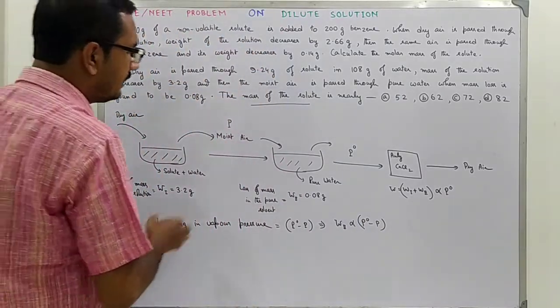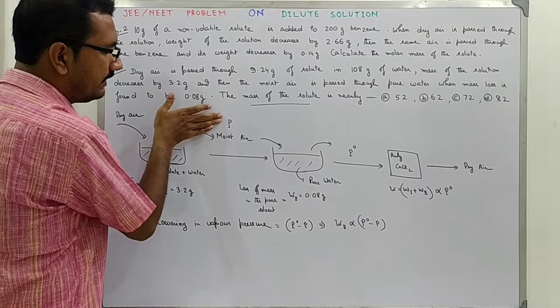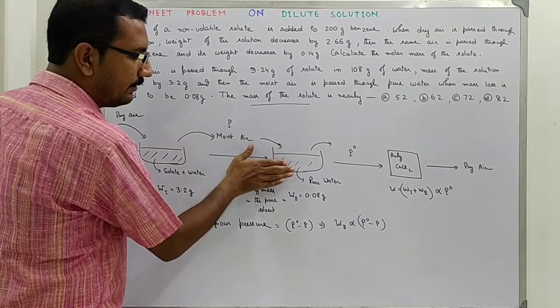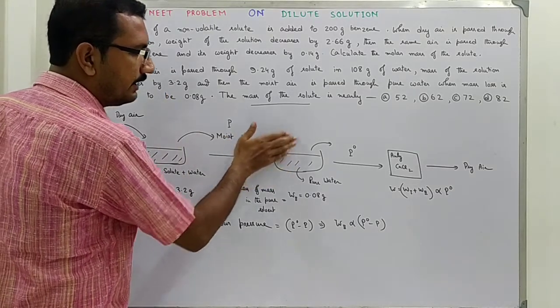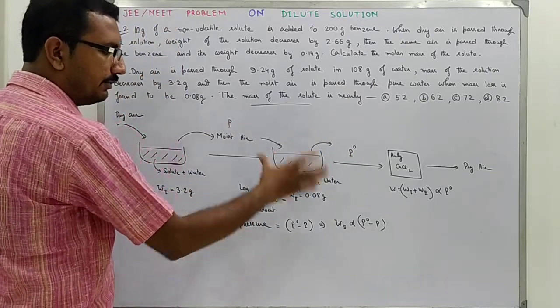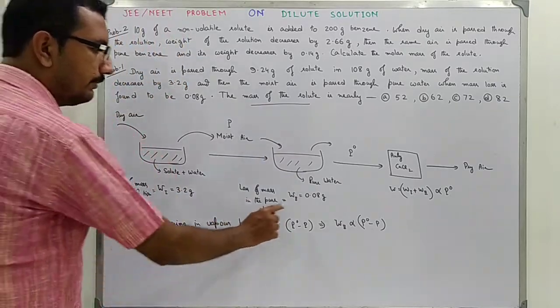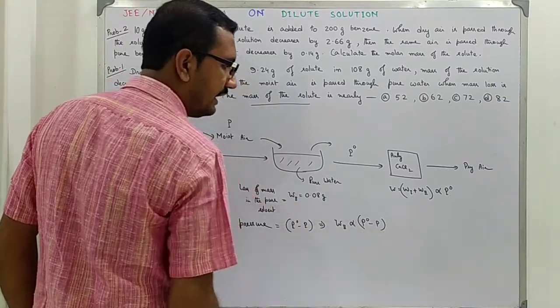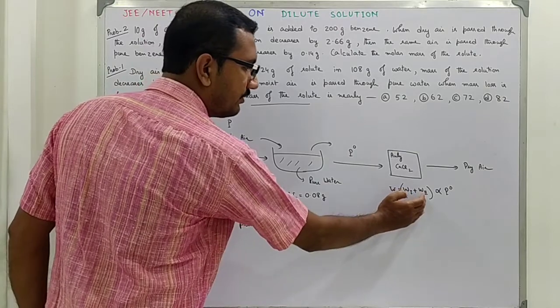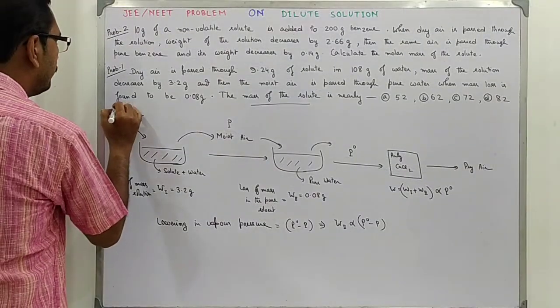Since you can see that moist air having partial pressure of the moisture P enters into this pure solvent, and when it comes out it becomes P0. So the difference must be proportional to the loss in mass in this system. So W2 is proportional to P0 minus P, and W1 plus W2 is proportional to P0. And this is the solution of problem 1.